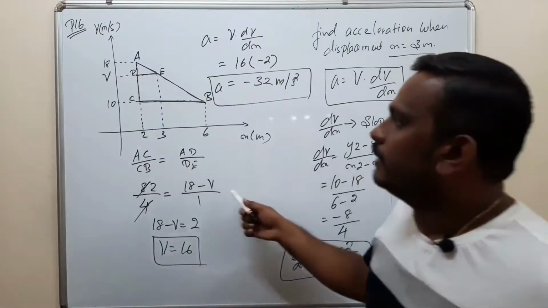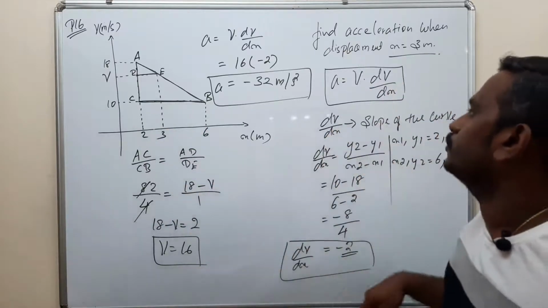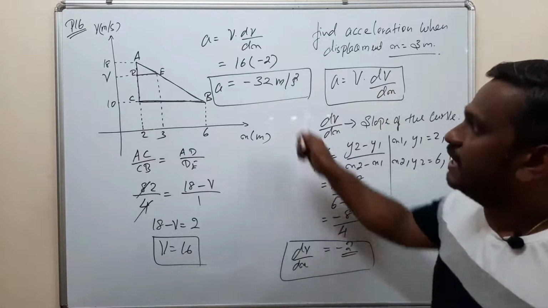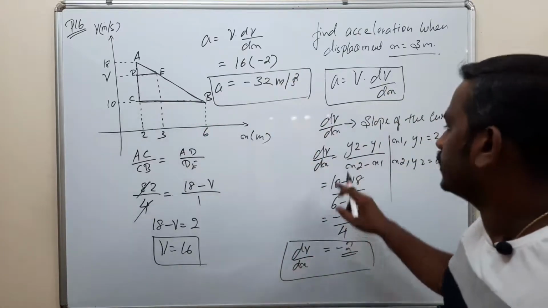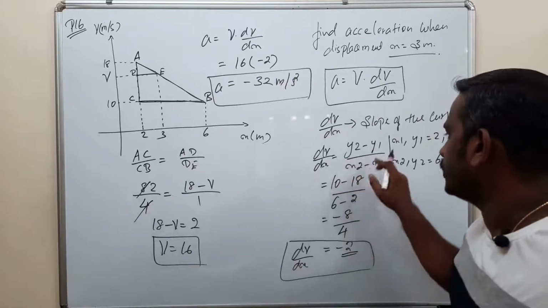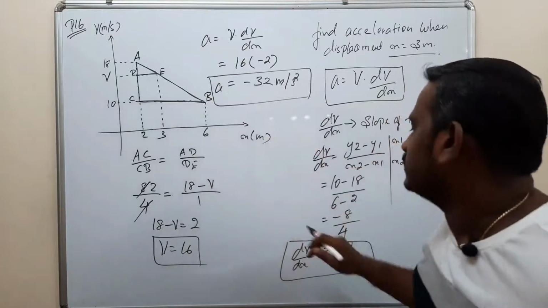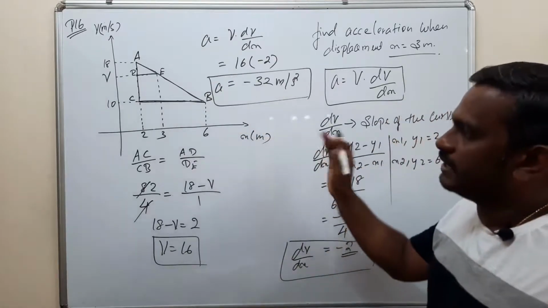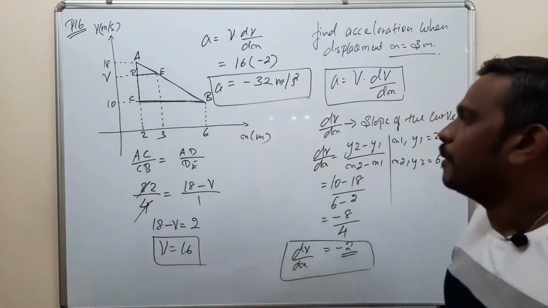So here, the velocity displacement graph. We are using the formula a is equal to v into dv by dx. dv by dx is nothing but the slope of the curve. So we find the slope of the curve using dv by dx equal to (y2 minus y1) by (x2 minus x1). So the line is like that. The slope is greater than 90 degrees, so that is a negative slope. So dv by dx equal to minus 2.